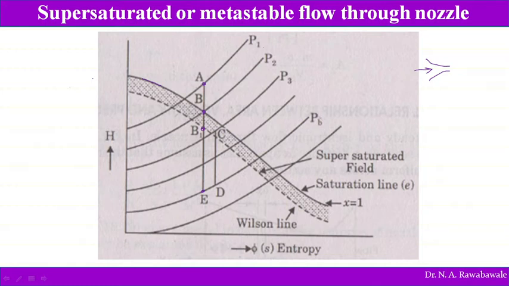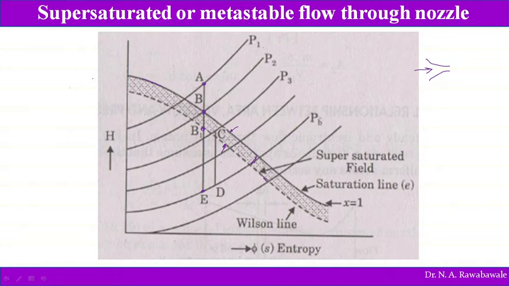Here, if we find such points B1, C1 and so on, these points are joined by a line. This is the theoretical dry saturated line, and the practical dry saturated line gets shifted. This phenomenon was observed by a scientist known as Wilson. Therefore, this dotted line where the condensation process actually starts is known as Wilson's line. The flow between these two lines is known as metastable flow or supersaturated flow.